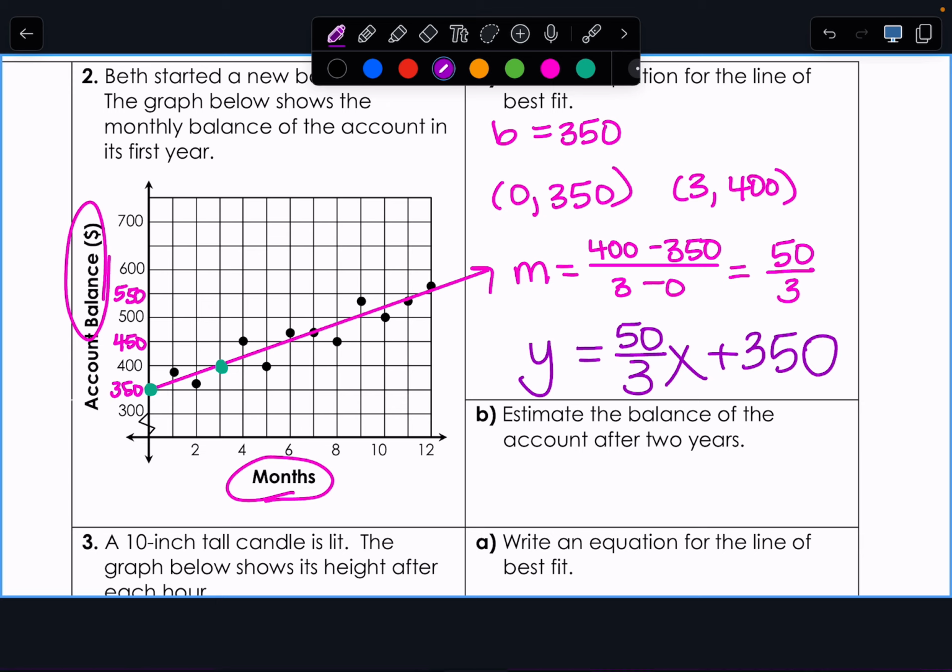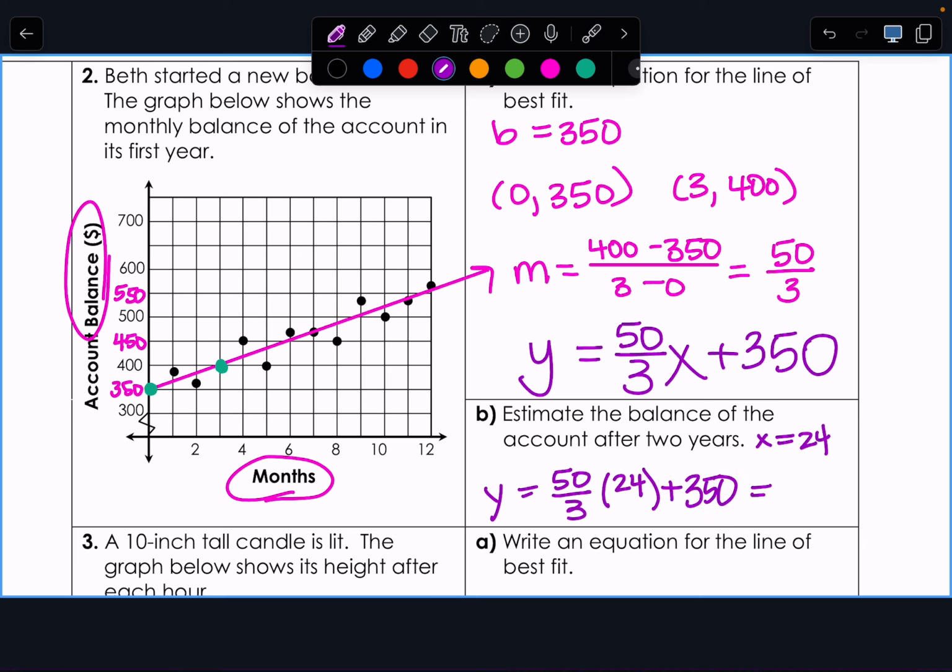All right, x represents months, y represents our balance. If I want to know the balance after 2 years, does that mean I plug in 2? No. I'm going to let you try that again. How many months are in 2 years? All right, that means x is 24. So we are going to plug in 24 to figure out if we stay on this trend. Let's estimate what our balance is going to be.